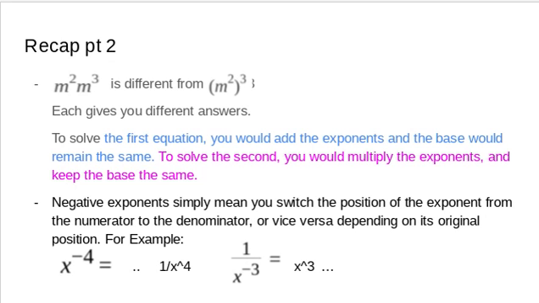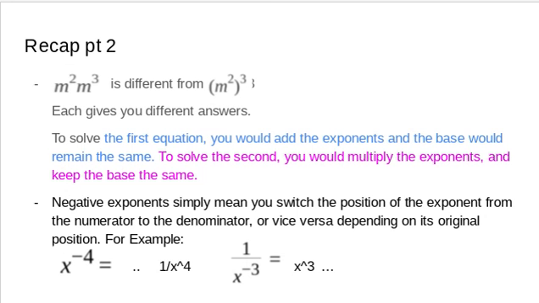Okay. m squared multiplied by m to the 3rd is different from m squared to the power of 3. Each gives you different answers. To solve the first equation, you would add the exponents and our base would remain the same. To solve the second, you would multiply the exponents and keep the base the same.